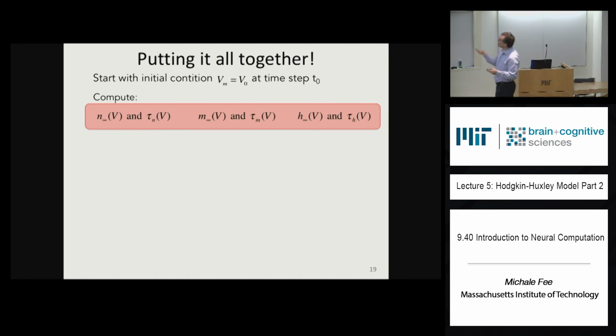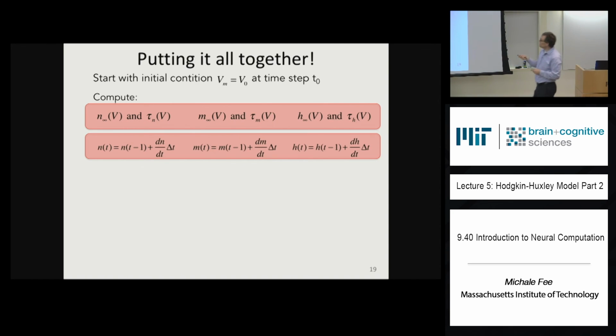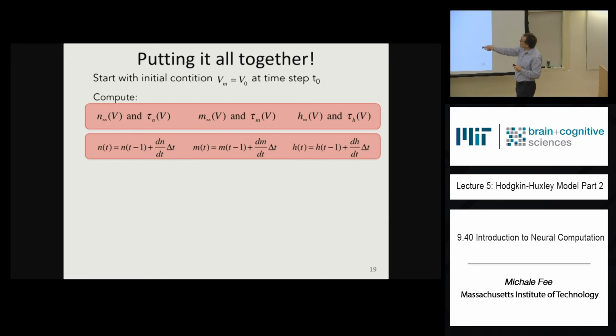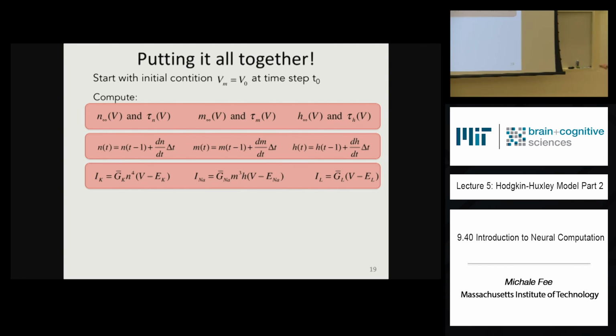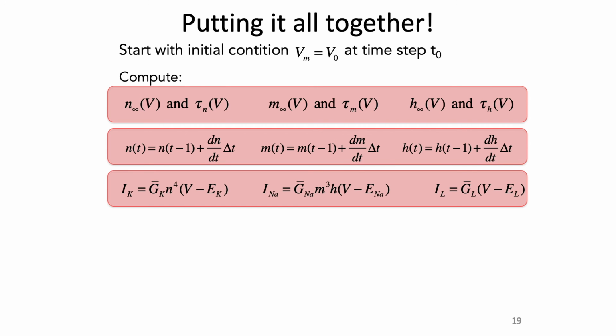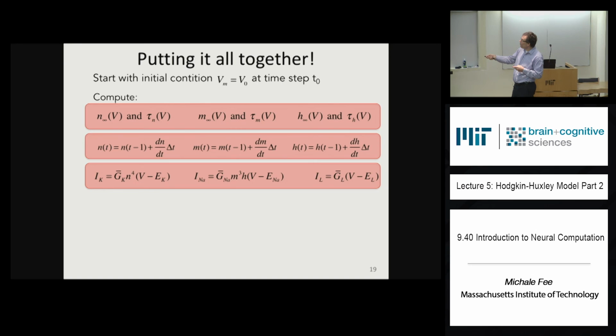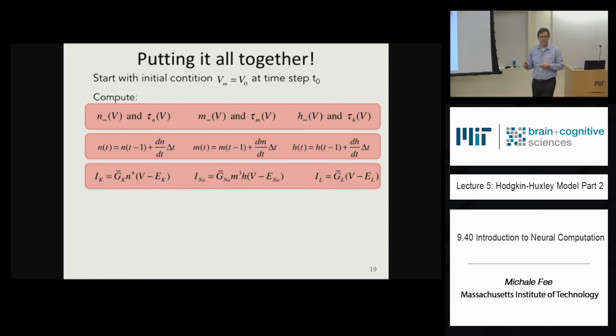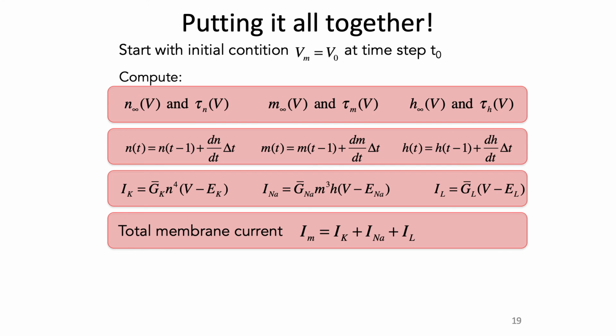So we're going to calculate all of those steady state gating variables as a function of voltage. We're going to start from our initial condition of n, m, and h and integrate that differential equation one time step, and it's going to relax exponentially toward n infinity. We're going to plug that n, m, and h into our equations for the potassium current, sodium current, and leak, which doesn't have those gating variables. So the potassium current is g n to the 4 times the driving potential. Sodium current is g m cubed h, driving potential. We're going to add all of those currents together to give the total membrane current.